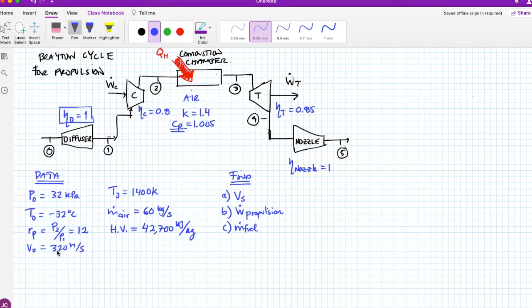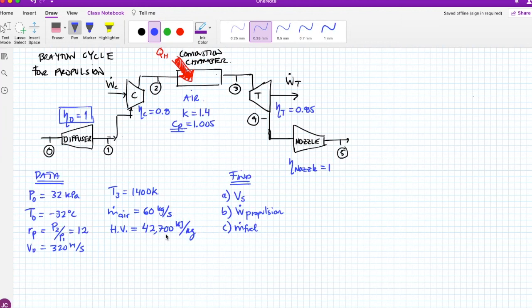But it actually depends on the temperature of the air. Okay, it doesn't really matter. You have the velocity at the entrance. You have the temperature, the highest temperature in the cycle, which is at 3. You come out of a combustion chamber, therefore you should have the highest temperature there. The mass flow of air at 0, 1, and 2 is 60 kilograms per second.